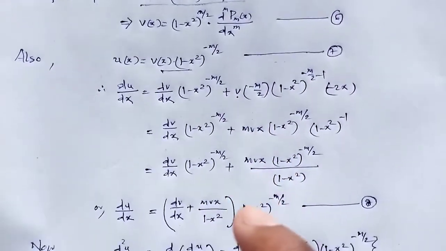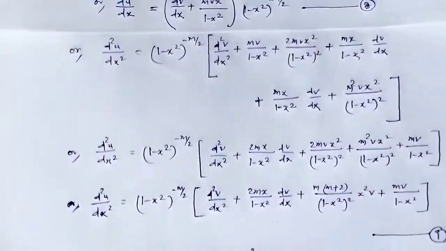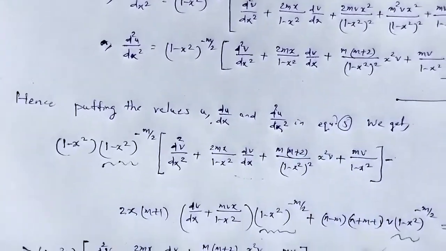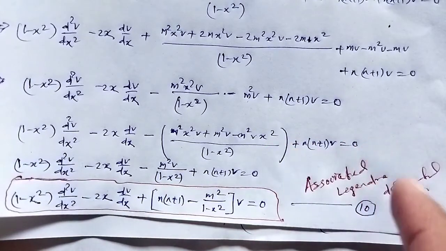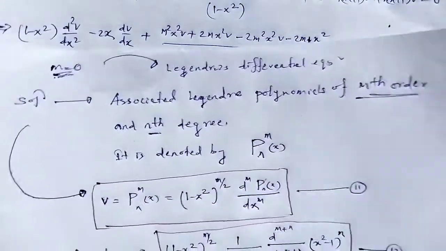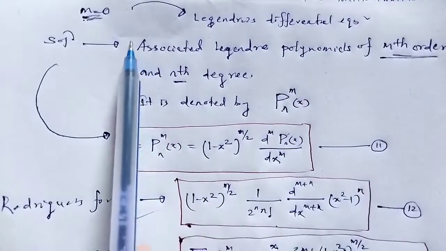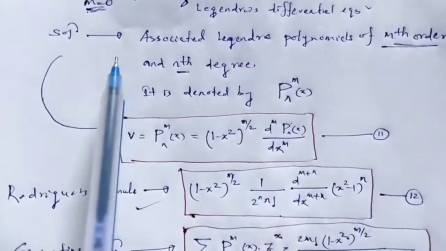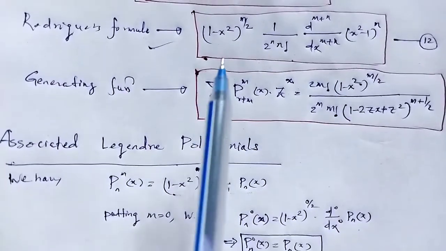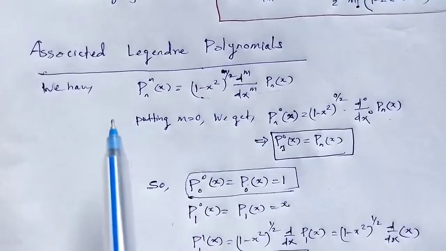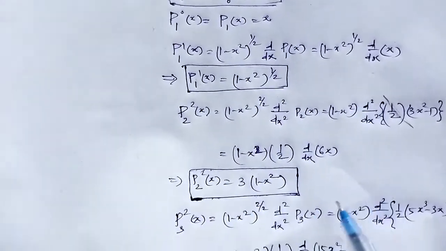Substituting. Finally, we have associated Legendre differential equation and some technical aspects of that one. When m is equal to 0, that tends to Legendre differential equation. The solution of that of associated Legendre differential equation, its Rodriguez formula and its generating function, and by using its Rodriguez formula we can evaluate the values of associated Legendre polynomials. These are the associated Legendre polynomials.